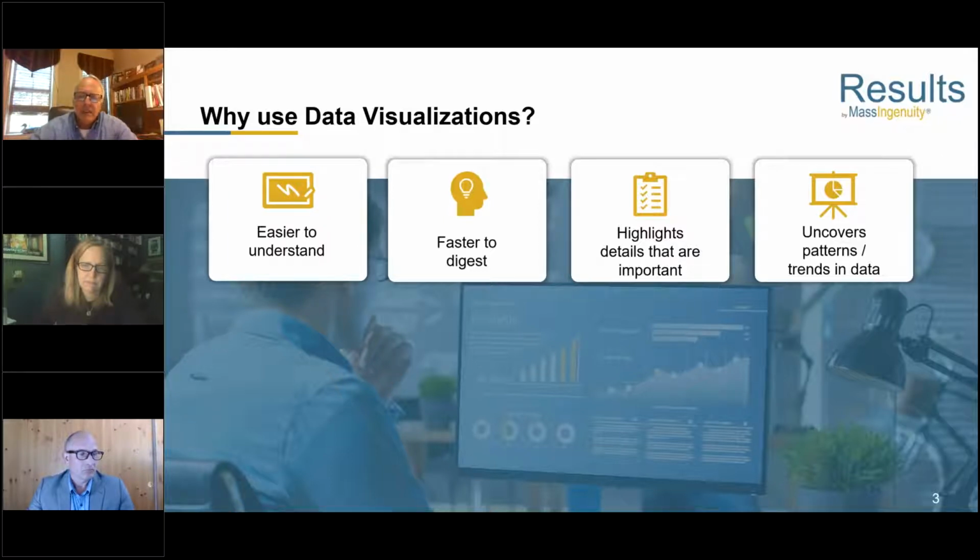So data visualization at its core delivers data in the most efficient way possible. It takes raw data, models it, and turns it into information that you can use quickly to form conclusions and make decisions. So it's easier to understand, much quicker to digest, and it highlights the critical information to the people that actually need it. In doing so, it quickly uncovers patterns and trends that can be acted upon, and these are the insights or the nuggets that we're really looking for when we're using data and data visualizations.